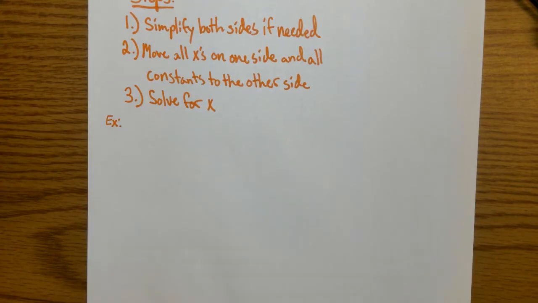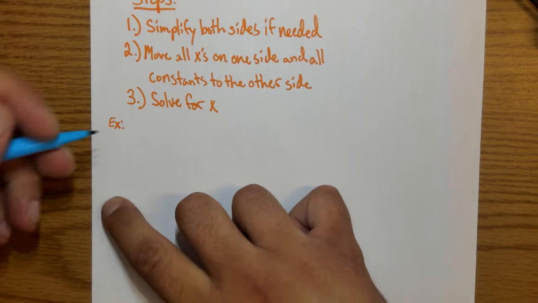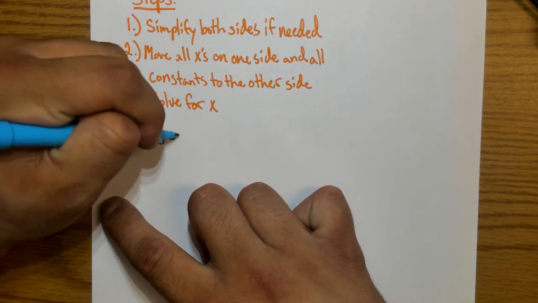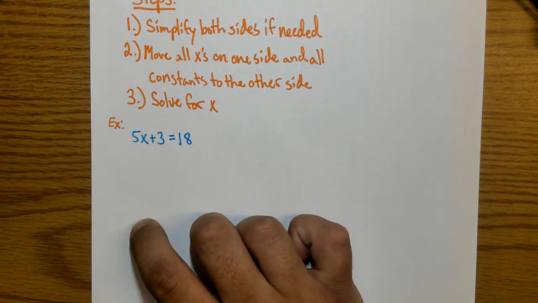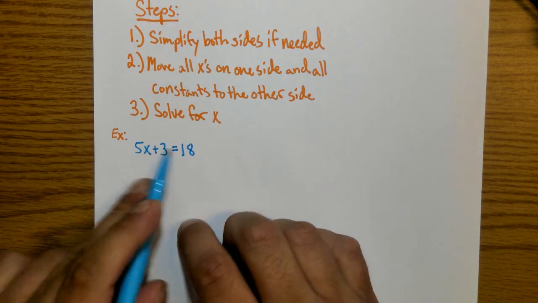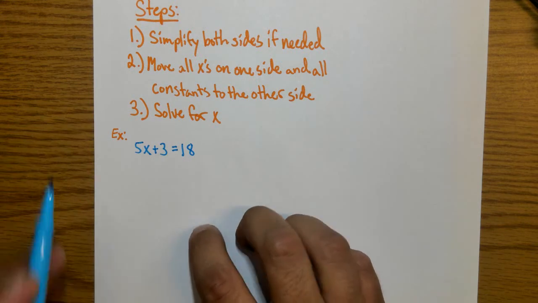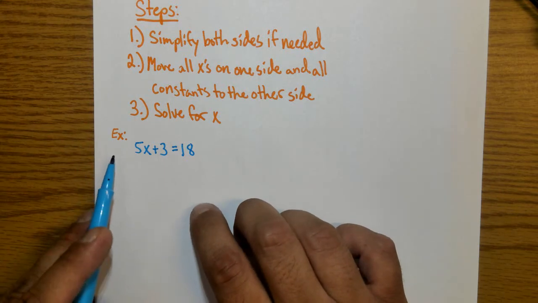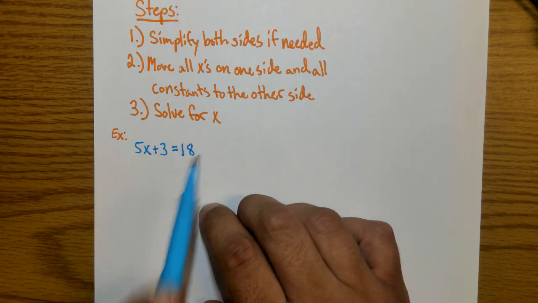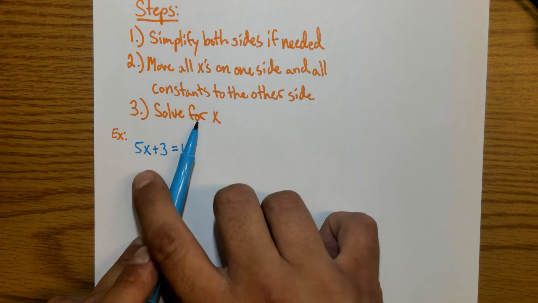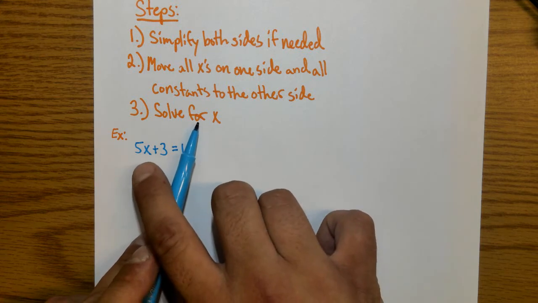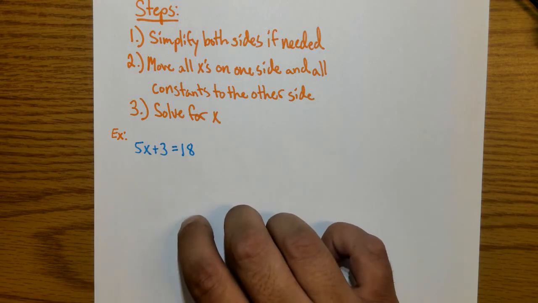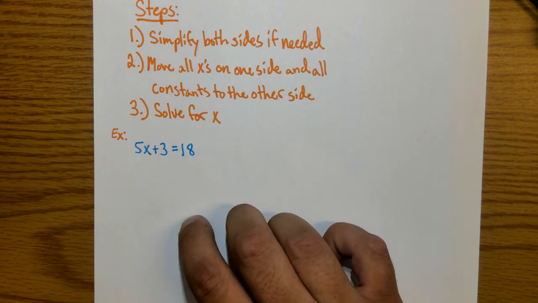So first, let's start off with something like this. Say we have 5x plus 3 is equal to 18. Well, let's go through this by going through the steps. Now, yesterday we worked with simplification, didn't we? Simplify both sides. So let's check the left side. Is the left side here simplified? Yes. 5x plus 3, there's nothing more we can do to that side. Then we look at the right side. 18. Well, that's obviously simplified. So step 1, we're good.